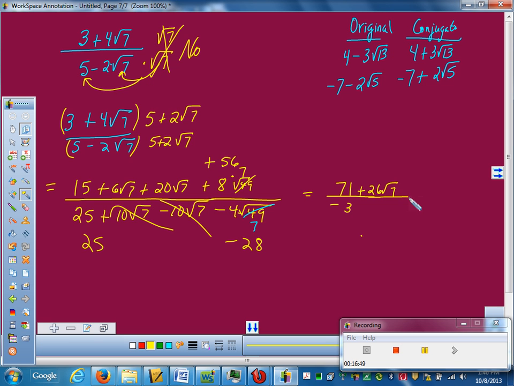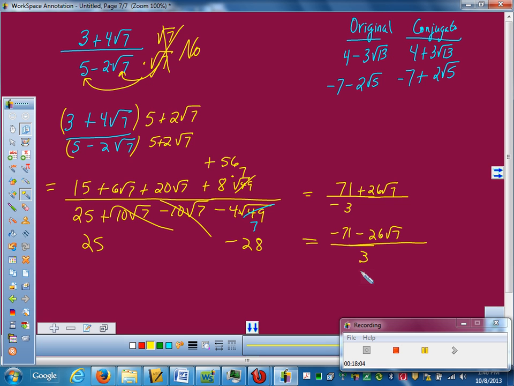Now, the one thing they will probably make you do, some books, some mathematicians do not think it's proper to put a negative sign in the denominator of a fraction. So if they don't want a negative sign in the denominator, you need to get rid of it. Essentially, if you multiply by negative 1, it's going to get rid of it here, and it's going to show up here. So if you need to shift that negative sign, all you're going to do is change all the signs on top. I'm going to have negative 71, negative 26 square root of 7, and I'll have plus 3. And you've got it.